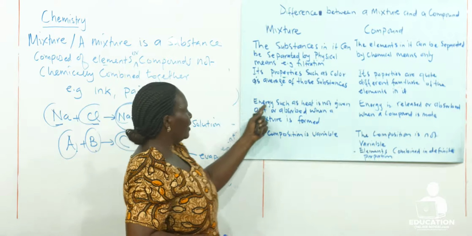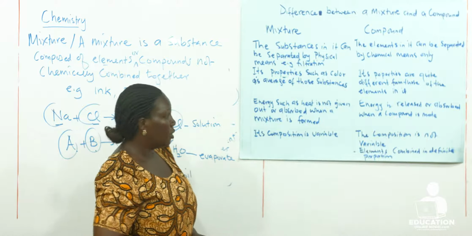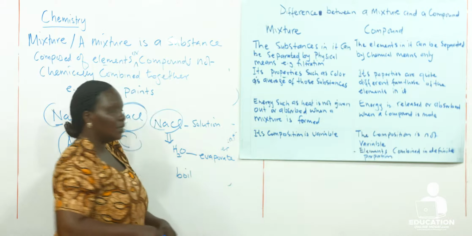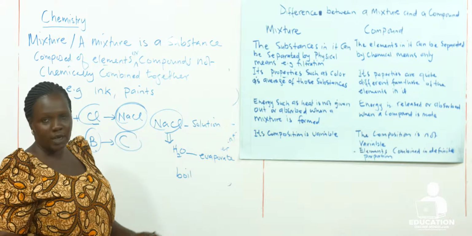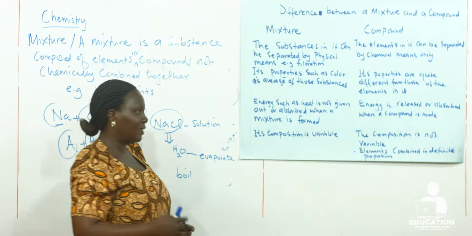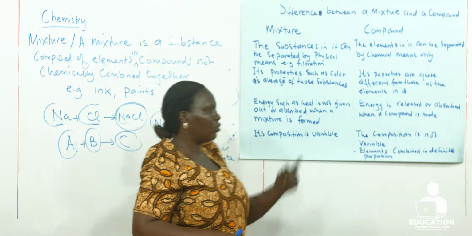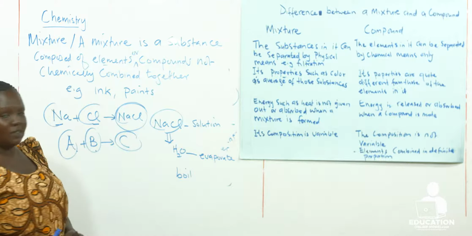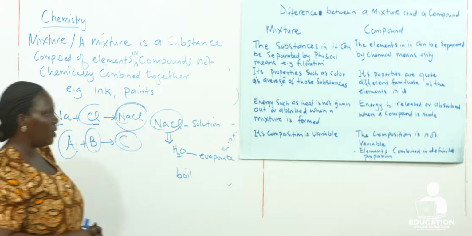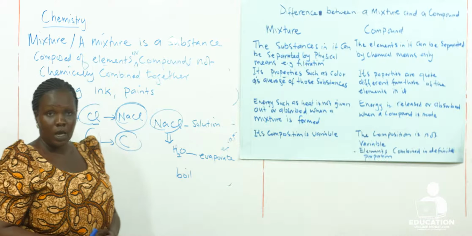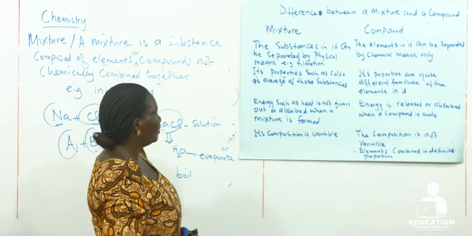Then thirdly, energy such as heat is not given out or absorbed when a mixture is formed. So there will be no energy released or absorbed. That is, no chemical reaction will take place when we make a mixture. But in a compound, energy is released or absorbed. So we say that two or more substances chemically combine together. Chemical reaction always takes place when a compound is formed, and in chemical reaction, either heat is absorbed or released.